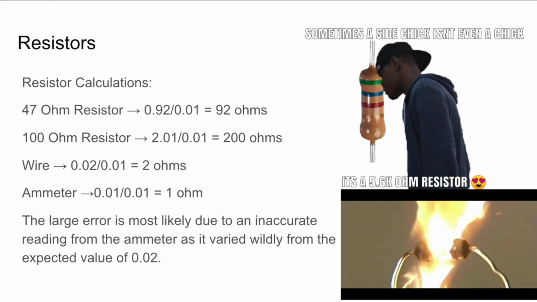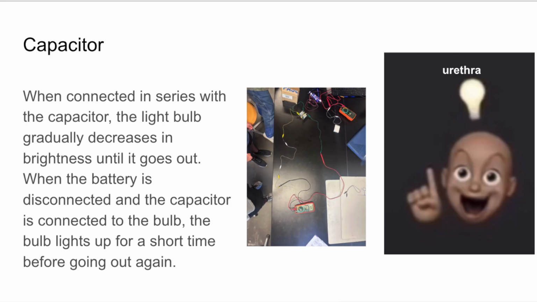Here are resistor calculations using our measured current and the voltage changes across the resistors. As you can see, there is a significant difference between what was expected and what we calculated. This large error is most likely due to the inaccurate reading from the ammeter, as it varied wildly from the expected value of 0.02 amps.